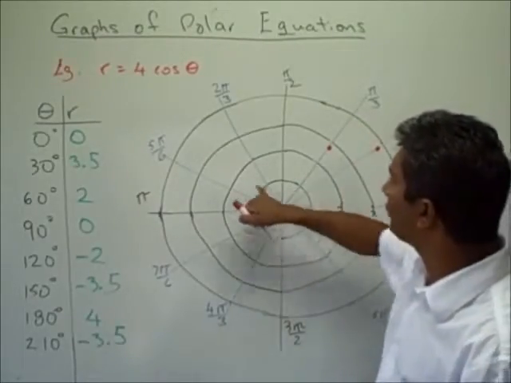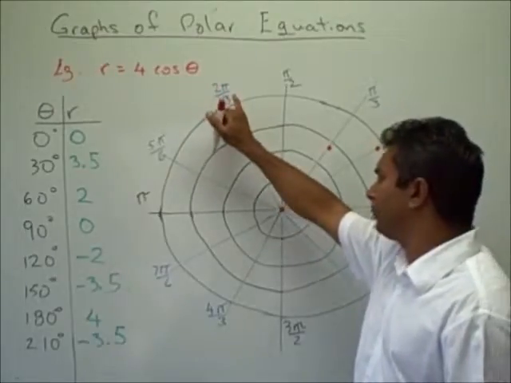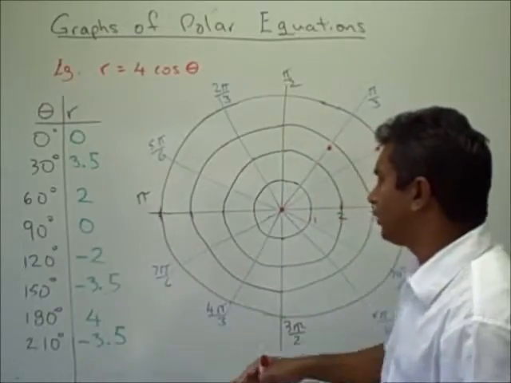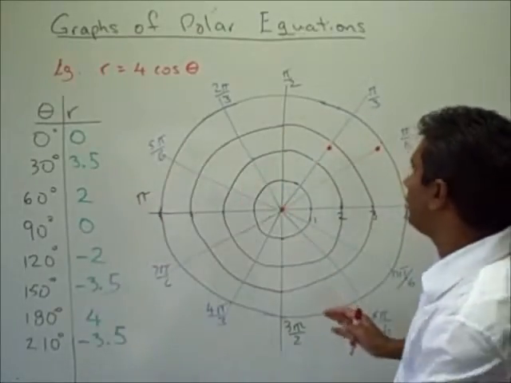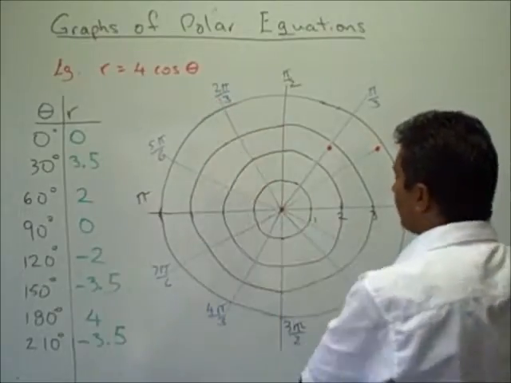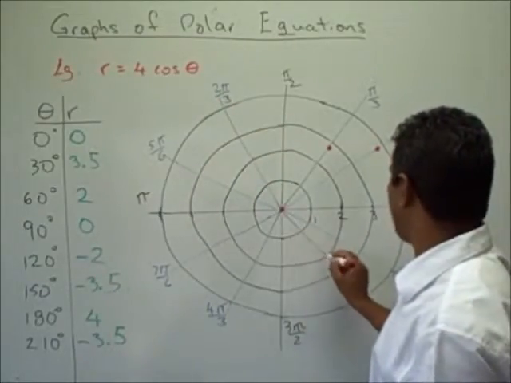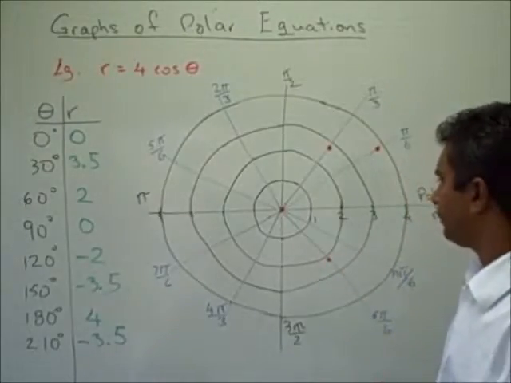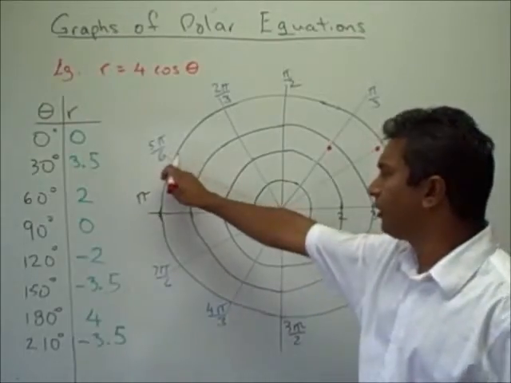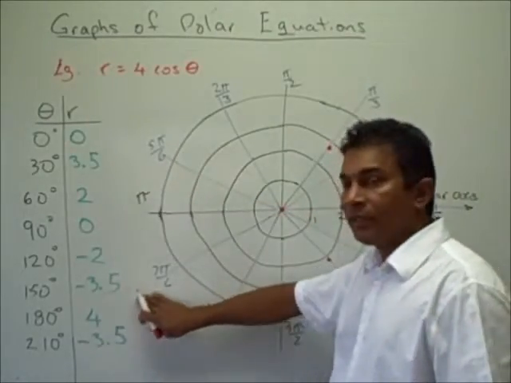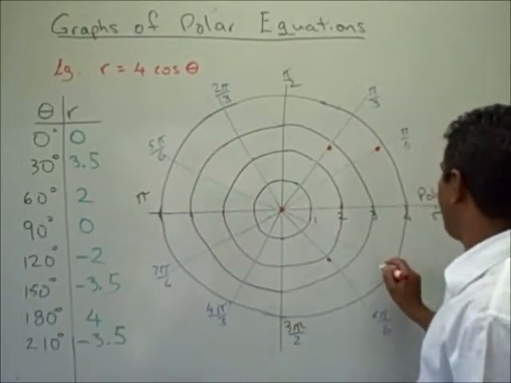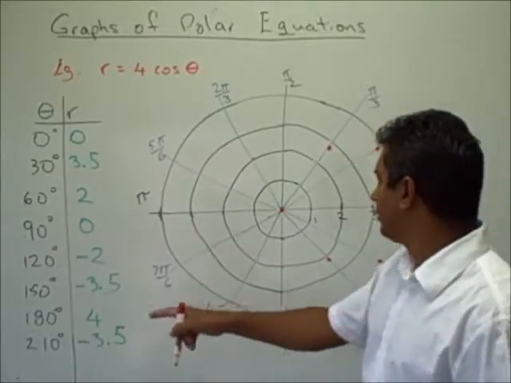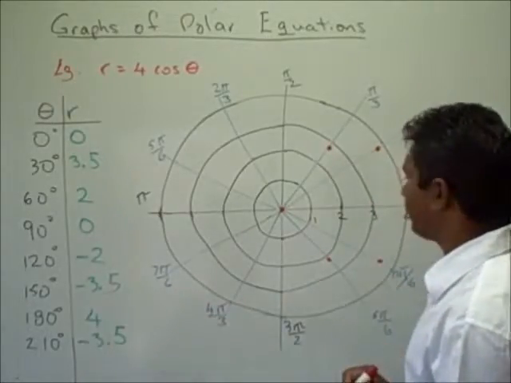When it's 120 degrees, which is 2 pi over 3, our r is negative 2. Remember, r is our directed distance. Since it's negative 2, it's going in the opposite direction. So even though our angle is here, r is going to be down in this direction. So negative 2 is going to be approximately here. Similarly, at 150 degrees, our directed distance is negative 3.5, so it's going to be negative 3.5 in this direction. And when it's 180 degrees, it's at negative 4.